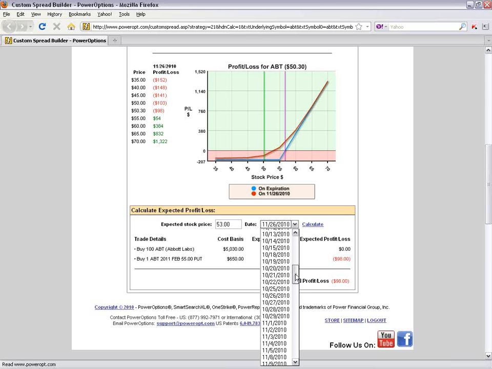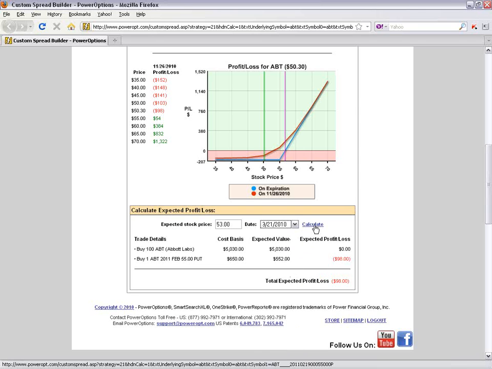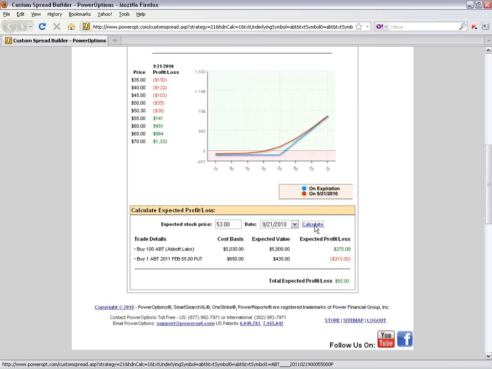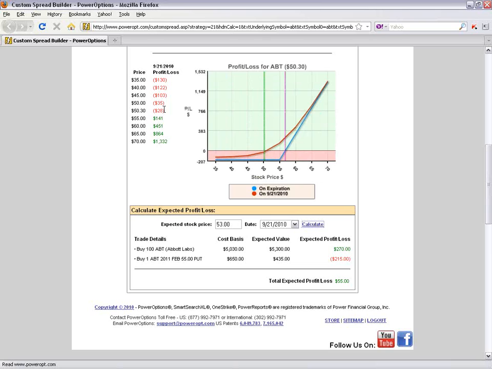I'll click the drop-down menu for the expected date, and let's just go down about 3 weeks. Let's just say September 21st. And now we'll go ahead and hit Calculate. We'll redraw the chart for us. And over here on the left, we're now showing the monetary theoretical gain and loss if the stock was trading at any of these various prices, $35, $40, and so forth, on September 21st.